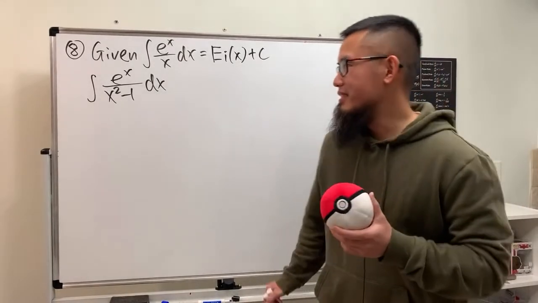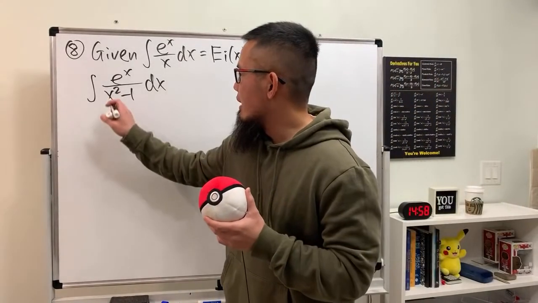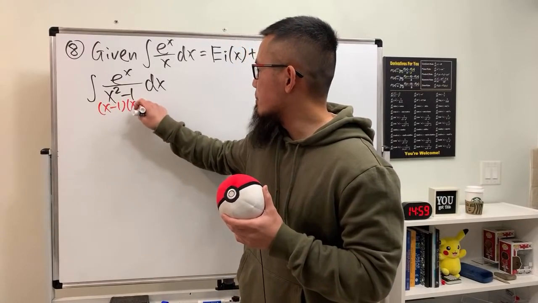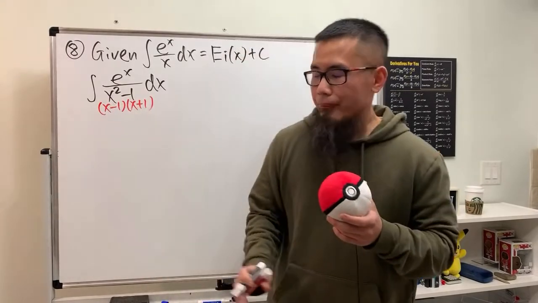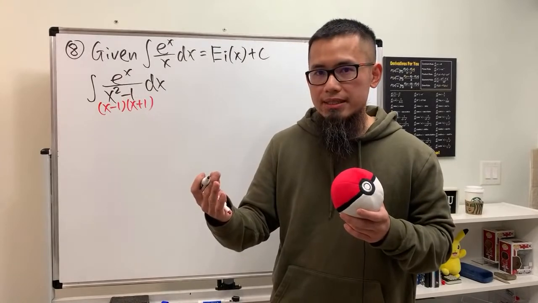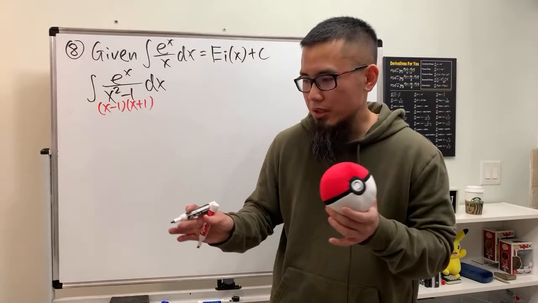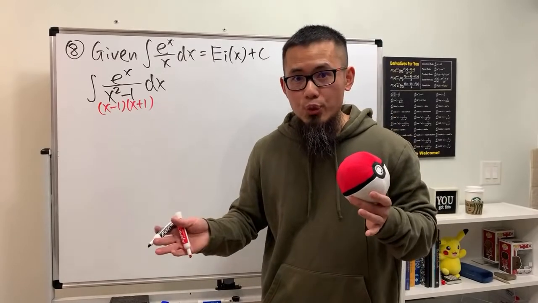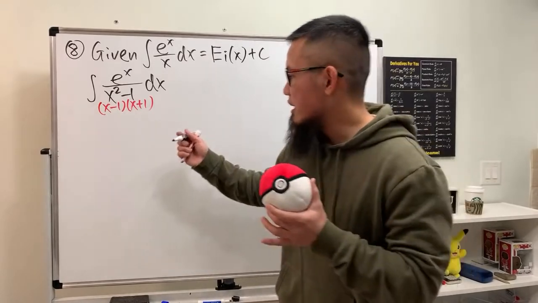All right. Here's the deal. Ready? Of course, the bottom can be factored into x minus 1, x plus 1. Now, on the top, we have e to the x. That's not a polynomial, so we shouldn't be looking at this as the partial fraction the usual way. But it still works. Check this out.